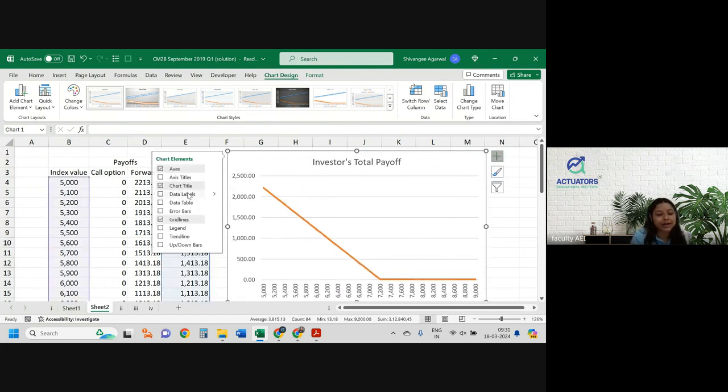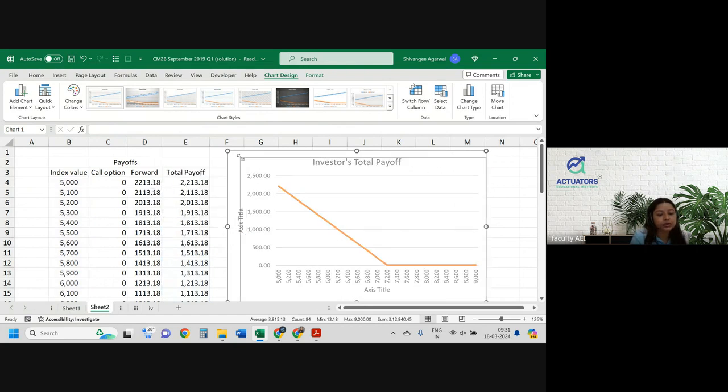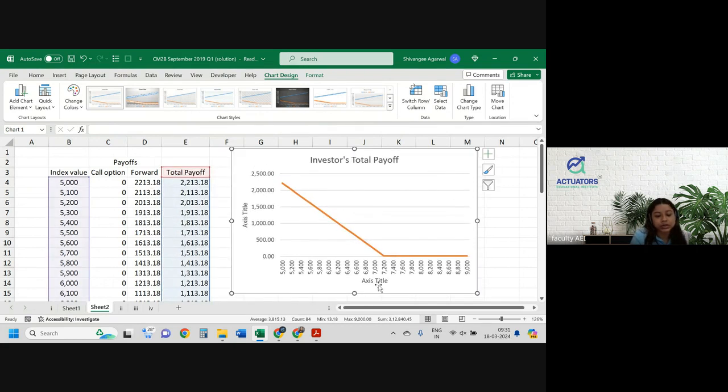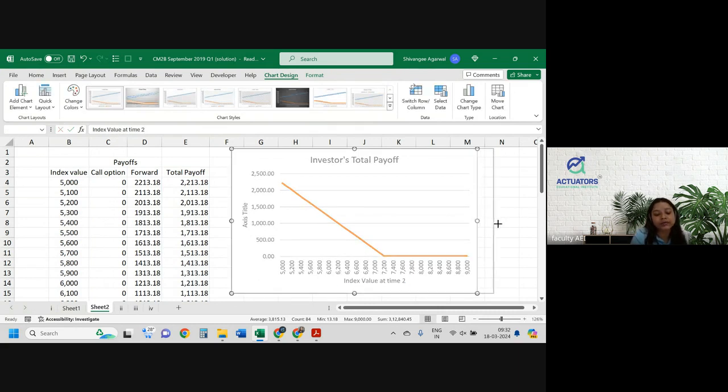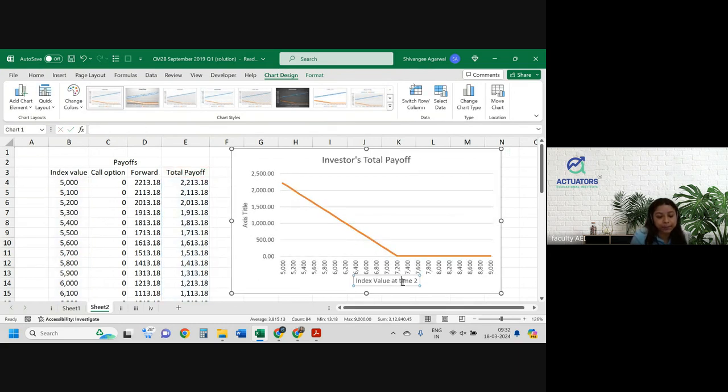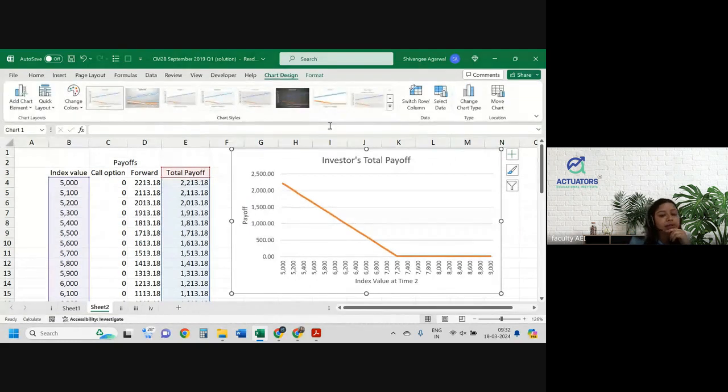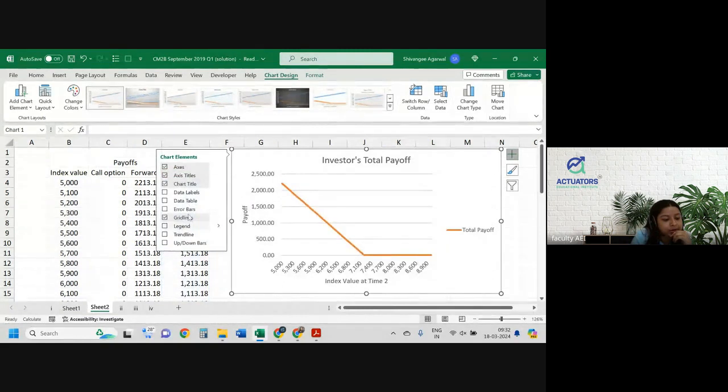You can have axis values over here and here I can have index value at time 2 bhi likh sakte ho, at time 2 if you want, or after 2 years also you can write. And yahan pe aap log likh sakte ho payoff, theek hai. Make sure you have it properly labeled. It looks neat if you have it proper, and it's easier for us to understand as well.